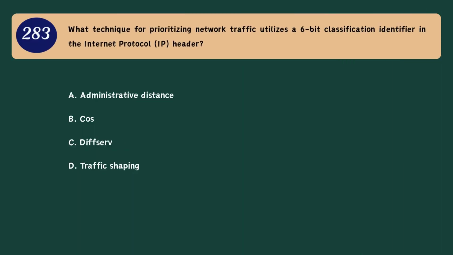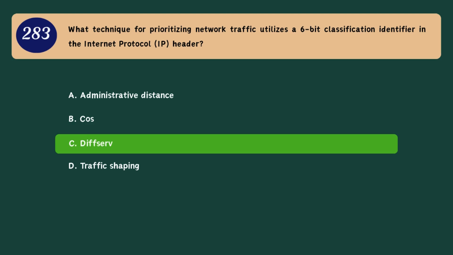Question 283. What technique for prioritizing network traffic utilizes a 6-bit classification identifier in the Internet Protocol header? A. Administrative distance. B. Traffic policing. C. Diffserv. D. Traffic shaping. Correct answer. C. Diffserv.